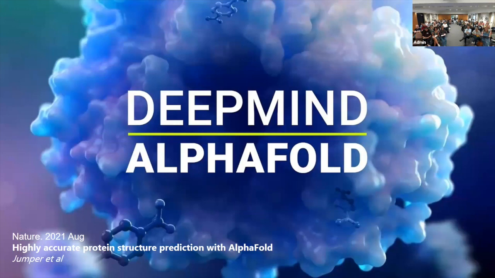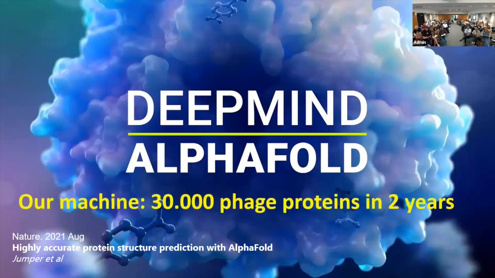Until two years ago, when AlphaFold came out and really revolutionized the field, because suddenly you get scalably good predictions of the structure. It's published in Nature. It's not my publication, unfortunately. I'd love to be on it. But AlphaFold is really good, but it's kind of slow. Using servers, it took us the last two years to predict structures for 30,000 phage proteins. But we wanted to predict the complete phage protein universe.